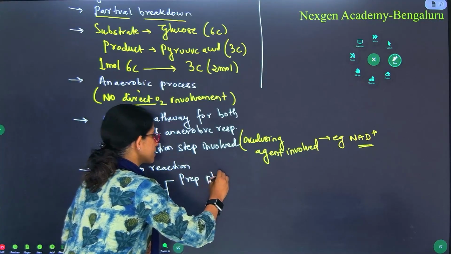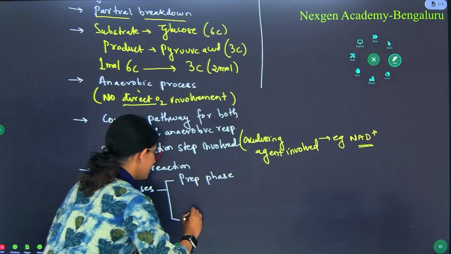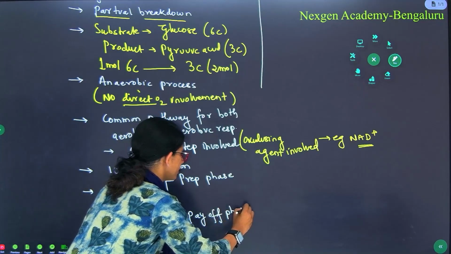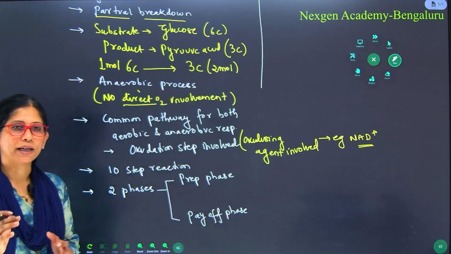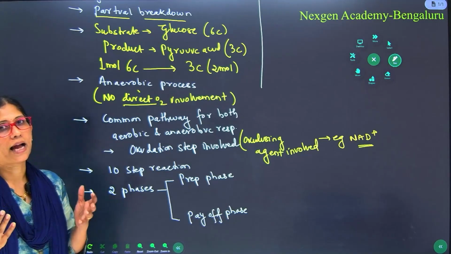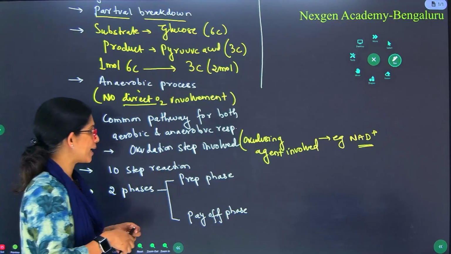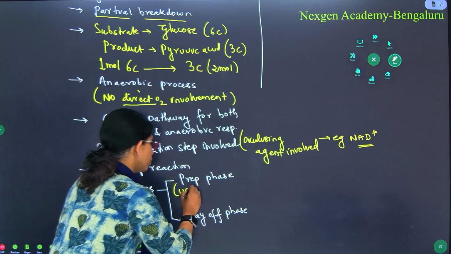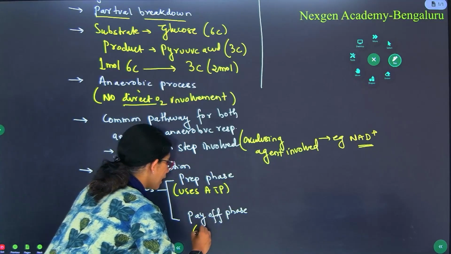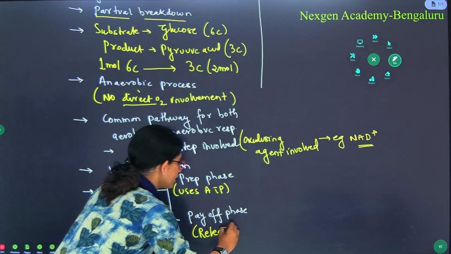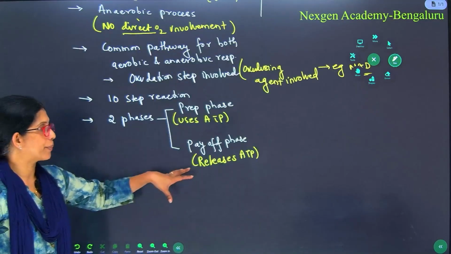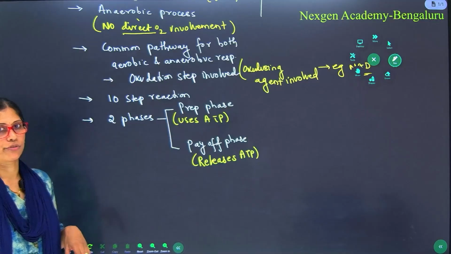Preparatory phase and payoff phase, right? So the whole of the glycolytic pathway can be divided into two steps, the preparatory phase and the payoff phase. The preparatory phase uses ATP, remember this, and the payoff phase releases ATP. So that is the difference between the preparatory phase and the payoff phase.